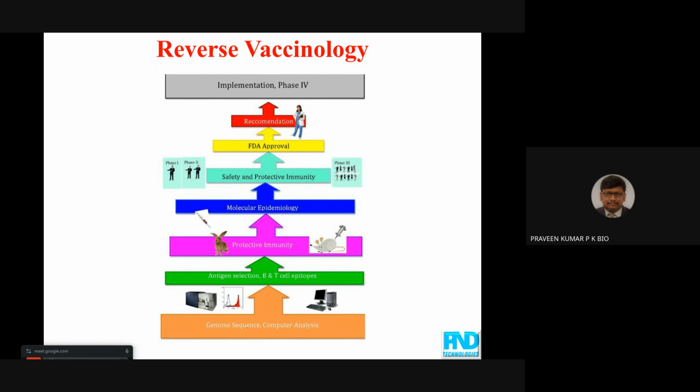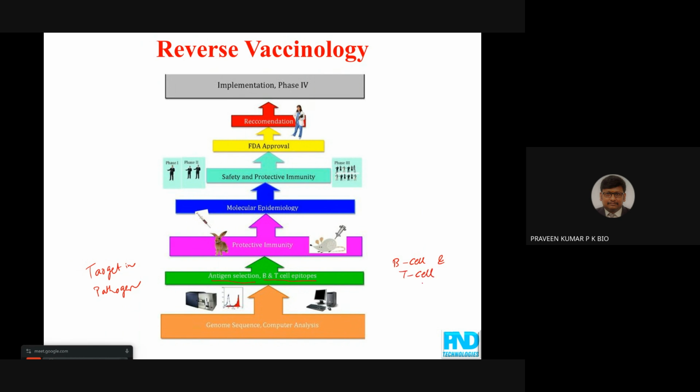In reverse vaccinology, I told you we start with the genome, then we do the antigen selection. Antigen here means the target protein in the pathogen. That's what I call an antigen. So what exactly we want to target in the pathogen will be selected, and from this we try to identify B cell and T cell epitopes. After identifying the target, we determine B cell and T cell epitopes.